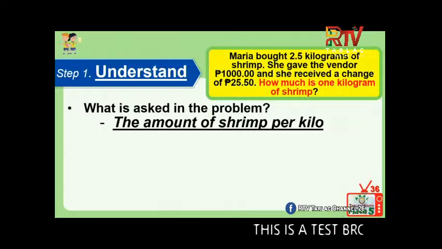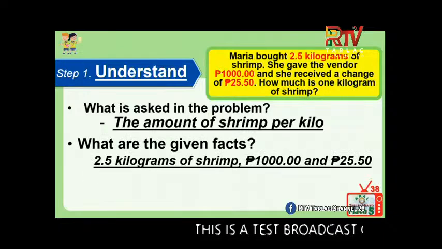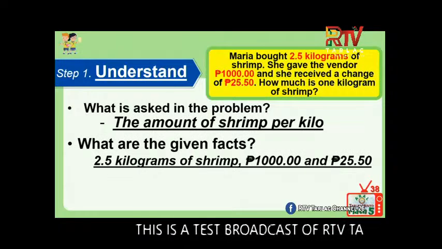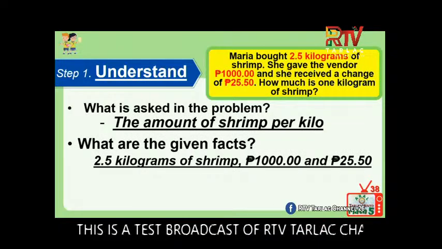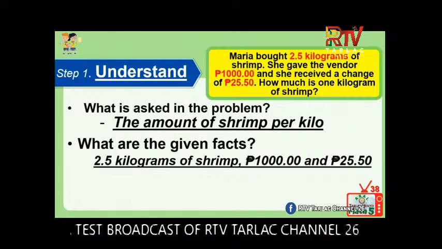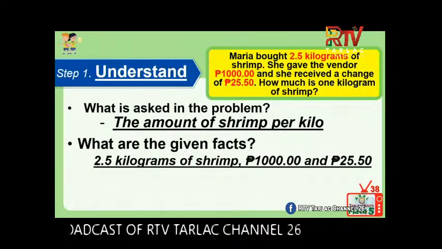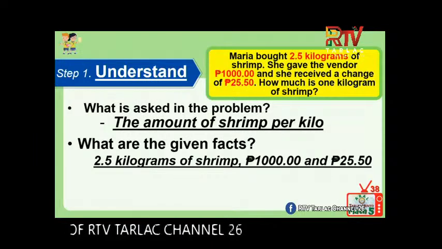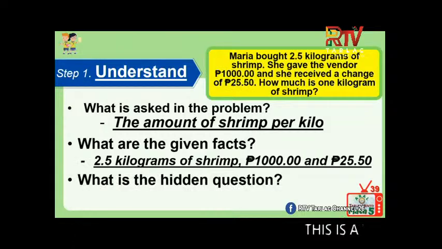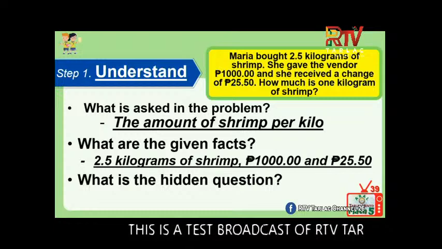What are the given facts? The given facts are 2.5 kilograms of shrimp, 1,000 pesos, which is Maria's money, and 25 pesos and 50 centavos, which is Maria's change. This time, we have a hidden question to answer first. What is the hidden question?